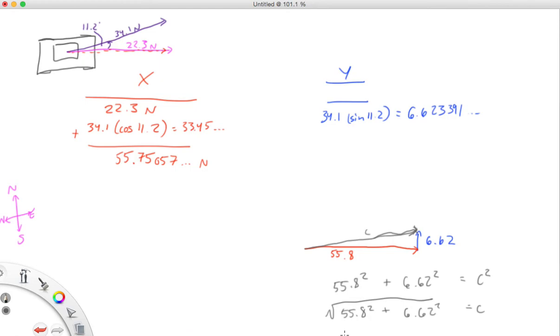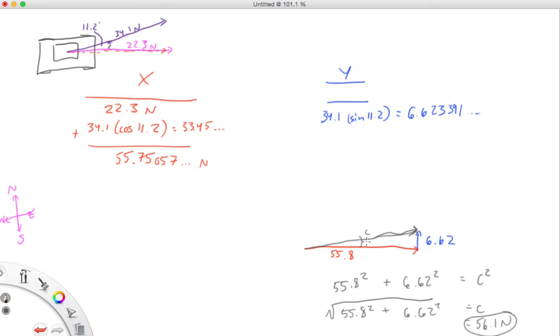So I'm going to do that really quickly. We should get as a result 56.1 newtons. All right, 56.1 newtons. And what angle?